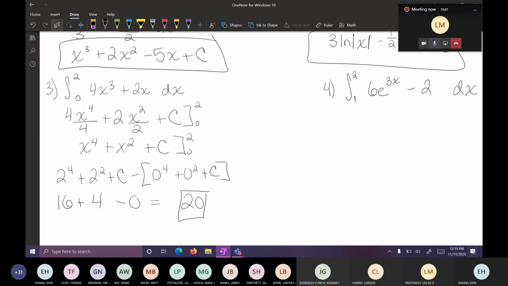And then this last one. This was one of those ones that I said in Wiley you definitely have to do by hand because it wants the exact answer. So here the 6 comes along for the ride. We get e to the 3x, and then we have to divide by the 3. The antiderivative of 2 is 2x. 6 divided by 3 is 2.